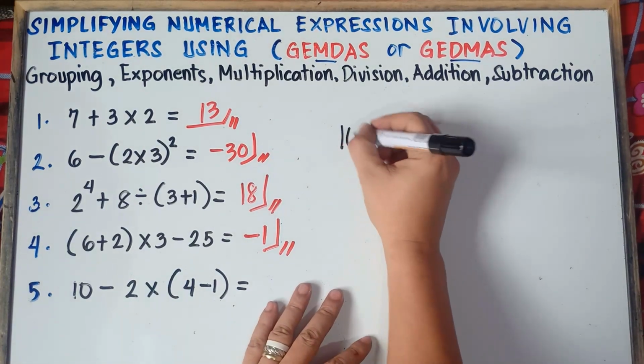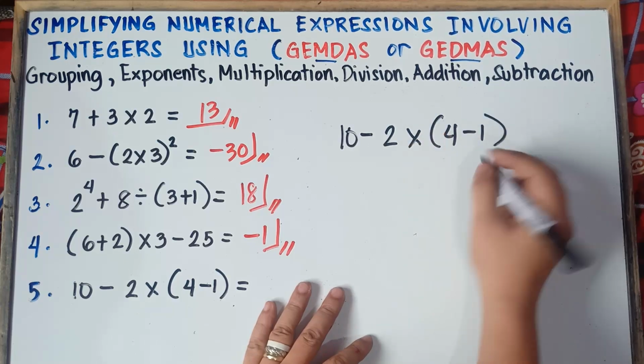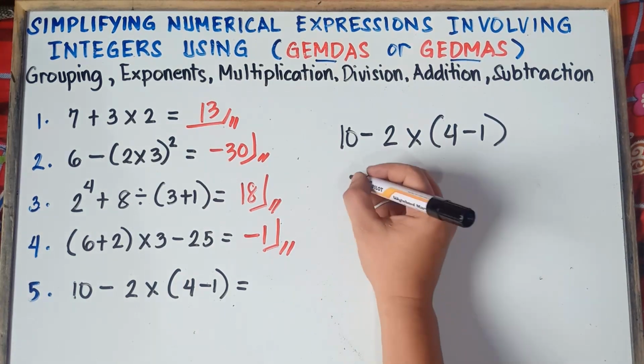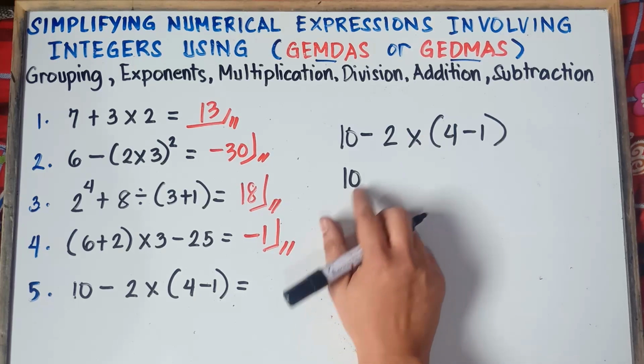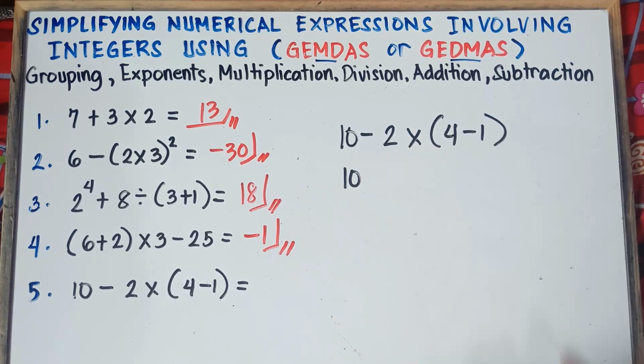Example number 5. 10 minus 2 times 4 minus 1. So once again, open and close parentheses. Copy 10 first. Once again, class, simply copy 10. Do not subtract this one, class. Simplify this one first, inside the parentheses.